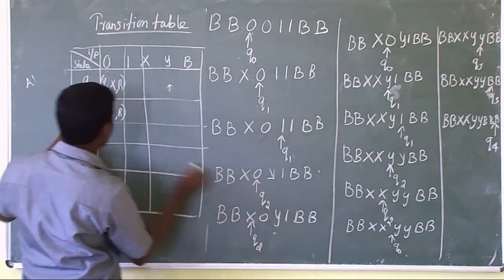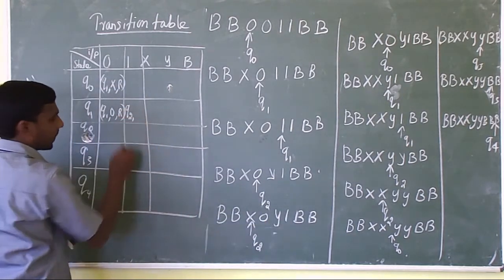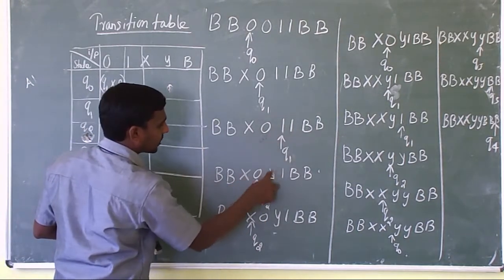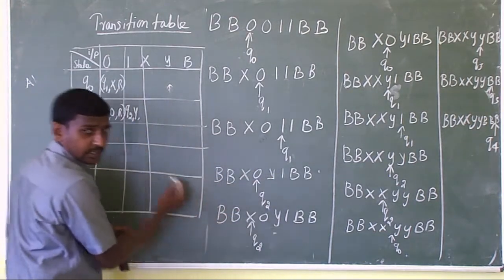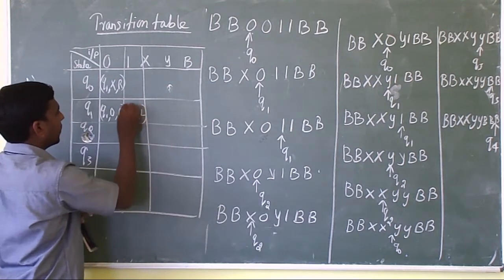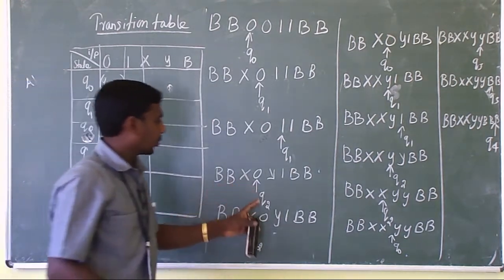So the state is Q2. So Q2 comma, and this 1 is replaced by Y. So Q2 comma Y comma the direction is left side, that is L. Okay, Q2 comma Y comma L.